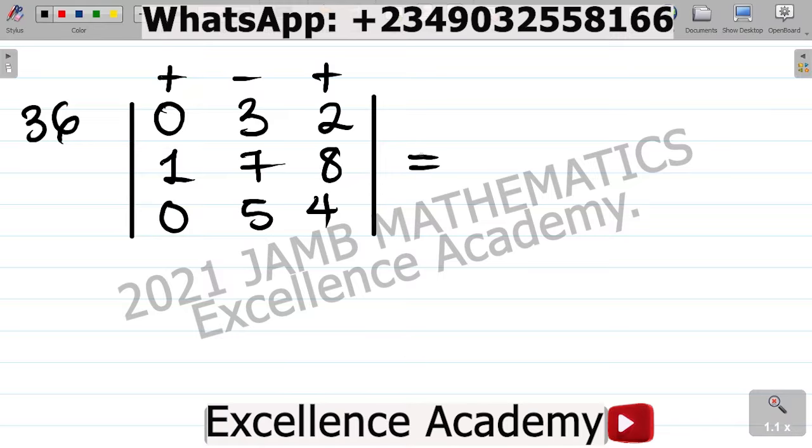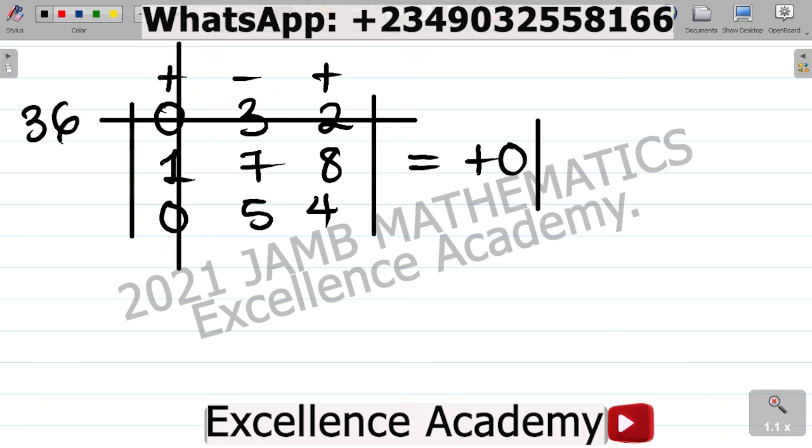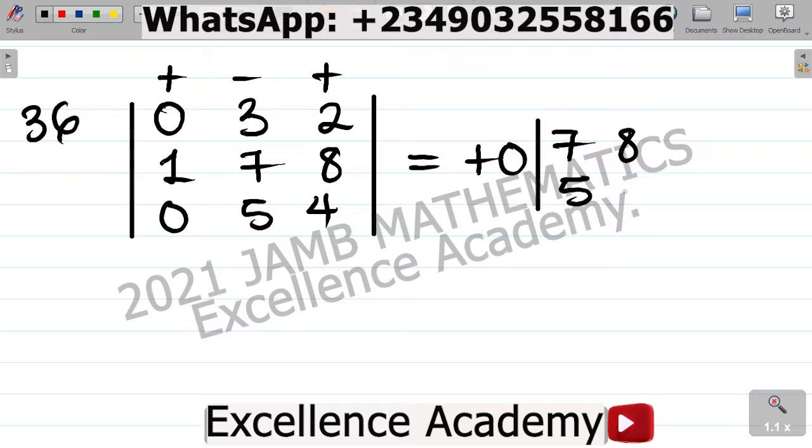Then this will be equal to, take plus of the first term, which is plus 0, into, for this 0, we'll cover the row of 0 and cover the column of 0. So you can see that what we have here is 7, 8, 5, 4. We're going to repeat that number there. So it becomes 7, 8, 5, 4. All right, that's the first one.